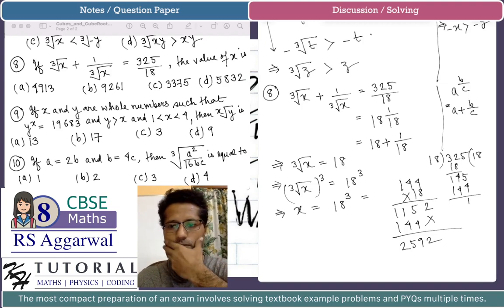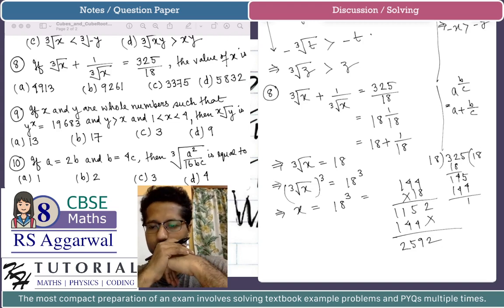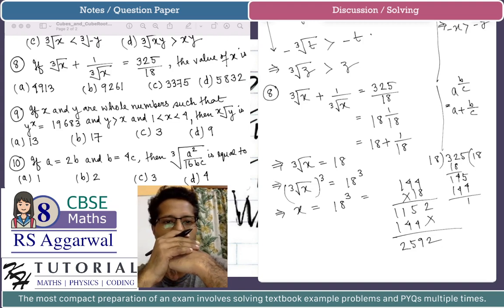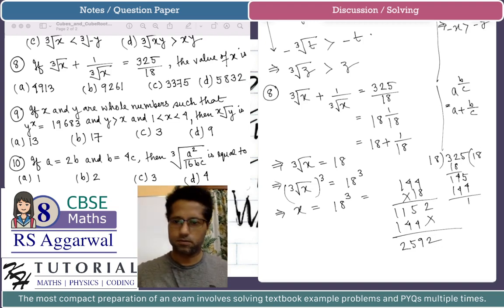What is wrong? 18 into 18 is 144. Okay, and 144 multiplied by 18 is... 2952, 2592. Why is it not matching?